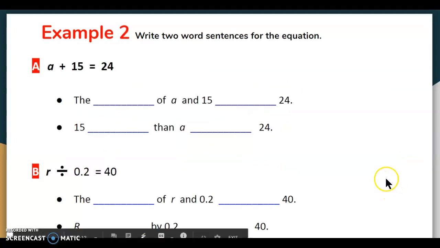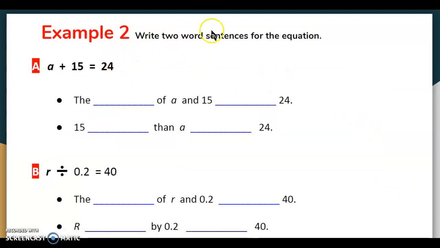The last example is example number 2. For A, they want you to write 2 word sentences for the equation. So here it's A plus 15 equals 24. That's how you would read that. But they want you to use math terms. So the blank of A and 15, blank 24. So think about what's happening with this A and 15.